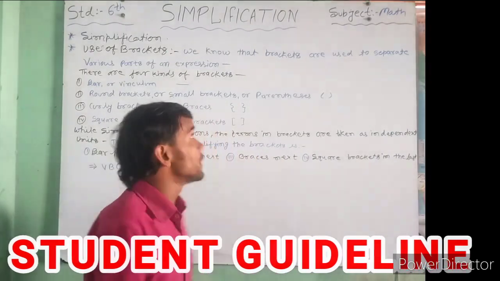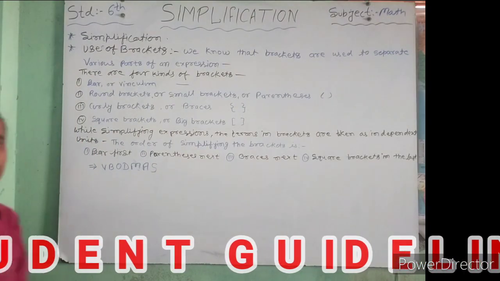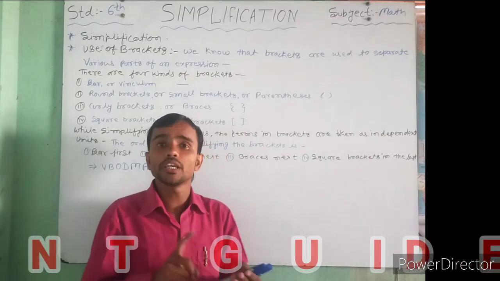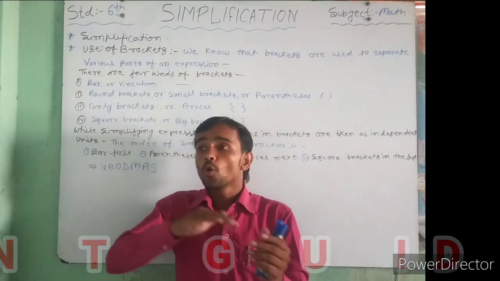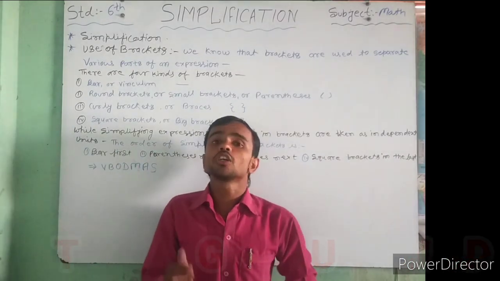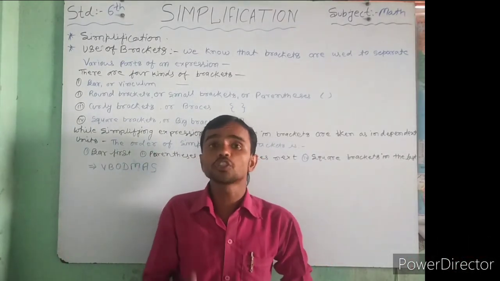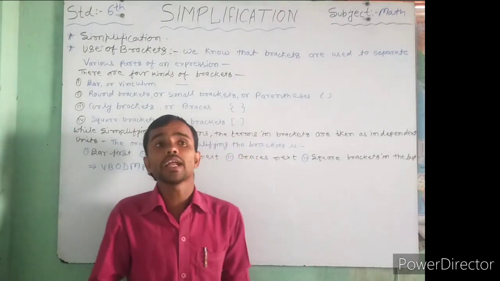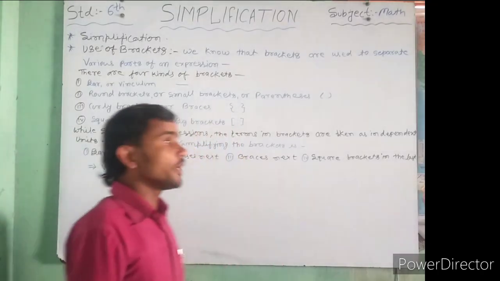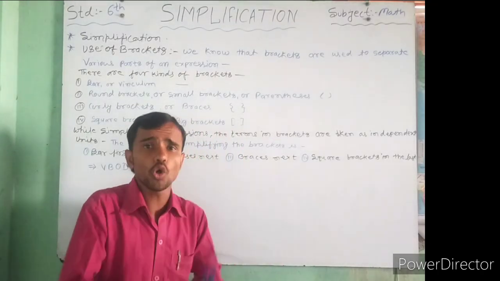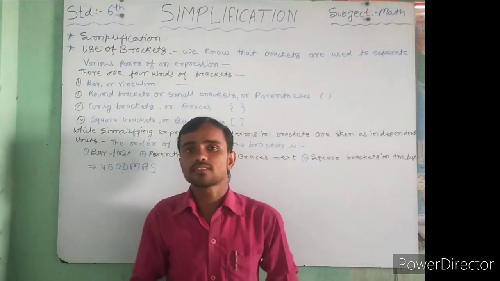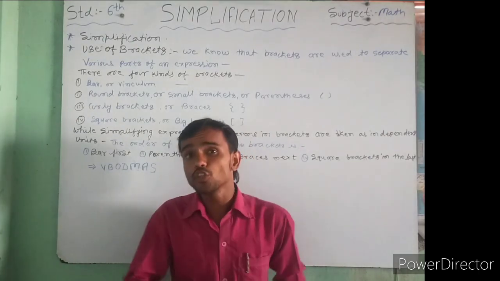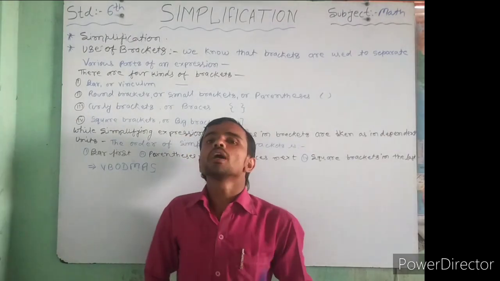So in this chapter we discuss first simplification and next the uses of brackets. In simplification, addition, subtraction, multiplication, division and brackets come. If that type of question comes in your exercise, how do you solve it? Firstly I will teach you the uses of brackets, how to use the brackets and solve the simplification. Here are some very short rules: BODMAS.